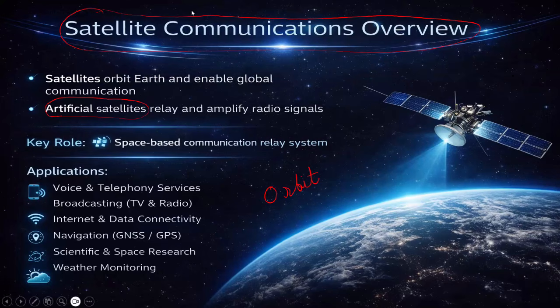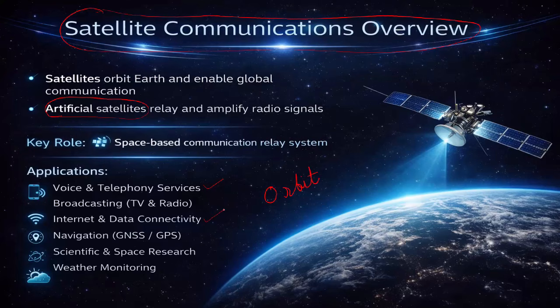Now let's look at some of the applications. The first one is voice and telephony services. It enables broadcasting of TV and radio signals worldwide. Then you have internet and data connectivity. It provides internet connectivity, especially in remote areas where signals are not easy to reach, where it is difficult to install towers, fibers, etc.